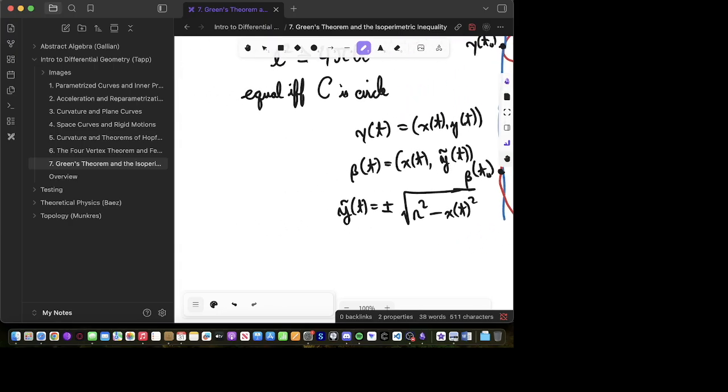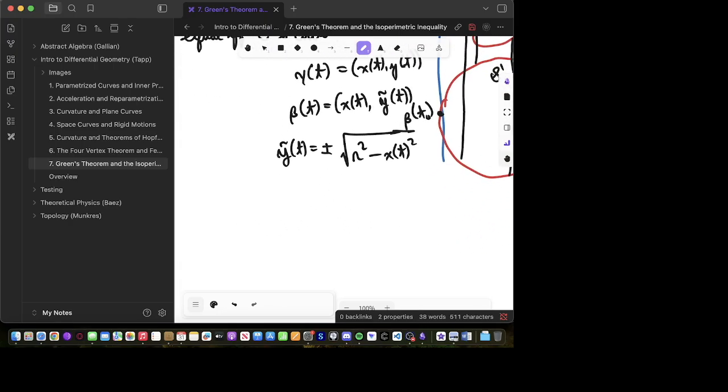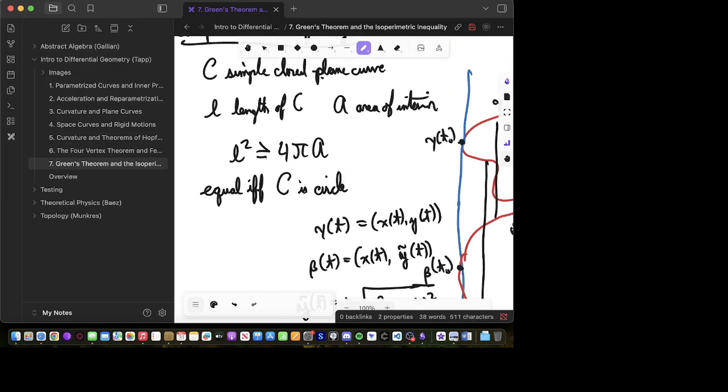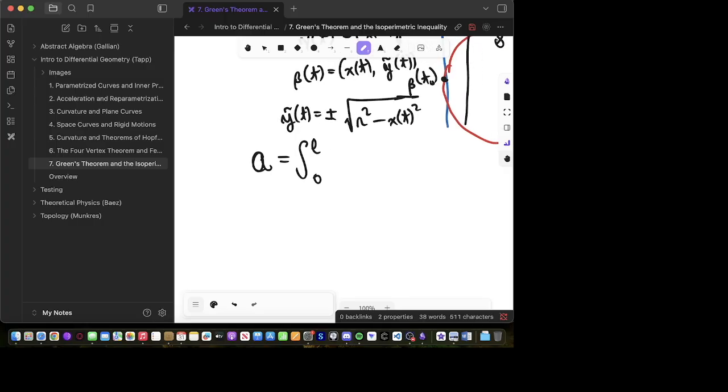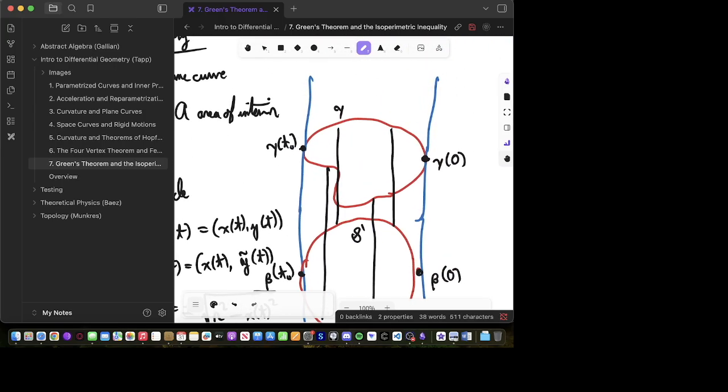So, what is the area of C? The area of C, we're going to write this as A, and by our corollary here, so now that we're seeing why Green's theorem is important for this video, we're using it to help prove the isoperimetric inequality. We're going to take it from the length 0 to L of x of t, y prime of t, dt. I forgot to mention, this curve is parametrized by arc length.